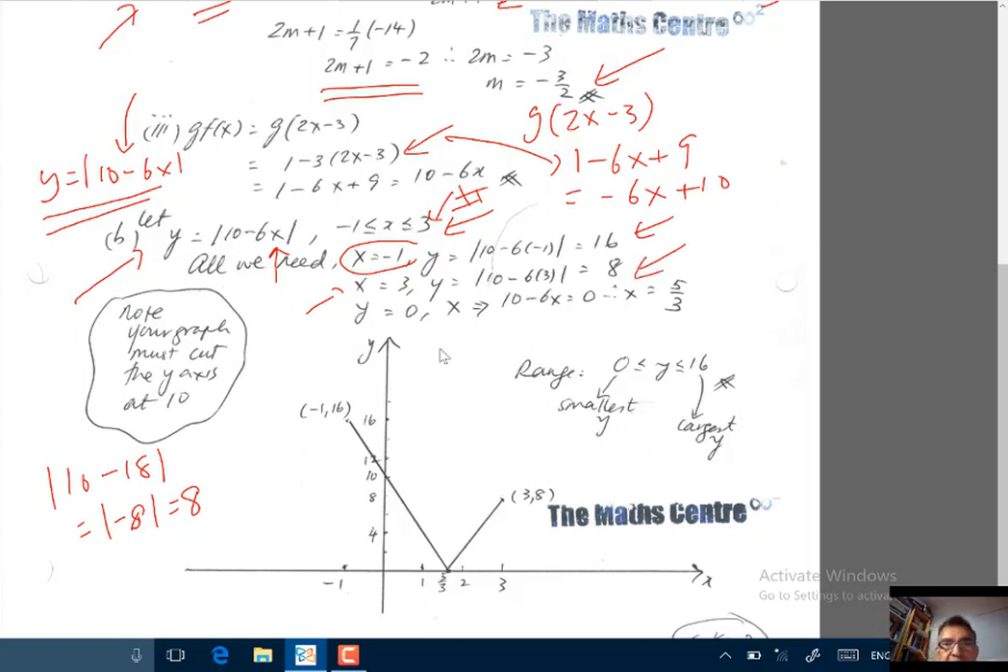Good. And then when y equals 0, that's easy. Just make 10 minus 6x equals 0. You'll get x equals 10 over 6, which is 5 over 3. That's what you see here. So what have I done? I have plugged in x equals negative 1, found the value of y. I have plugged in x equals 3 to find the value of y. And I have plugged in y equals 0 to find the value of x, to see where it cuts the x-axis.